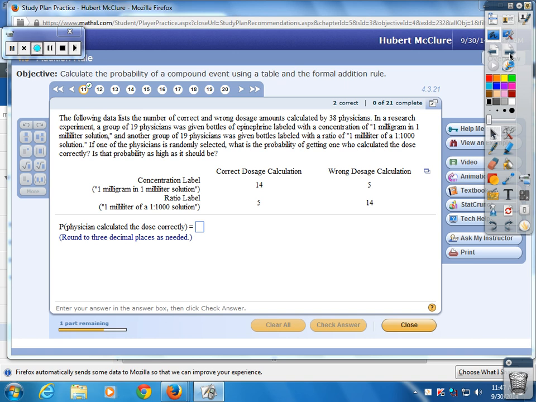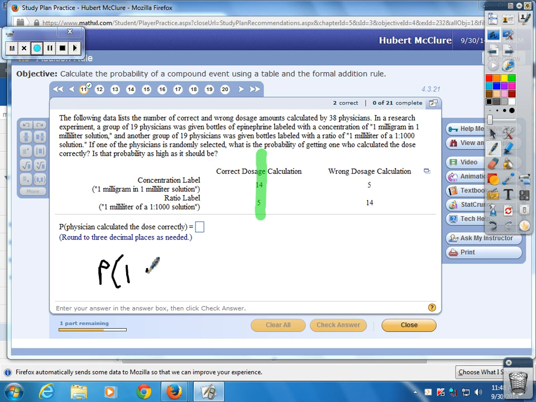That is not an overlap. It's not the additive rule, because you don't have an or. All it is, find the probability. So you take your handy-dandy highlighter and you highlight what they're asking for. Physicians calculated the dose correctly. Where is the dose correctly? It's right here.